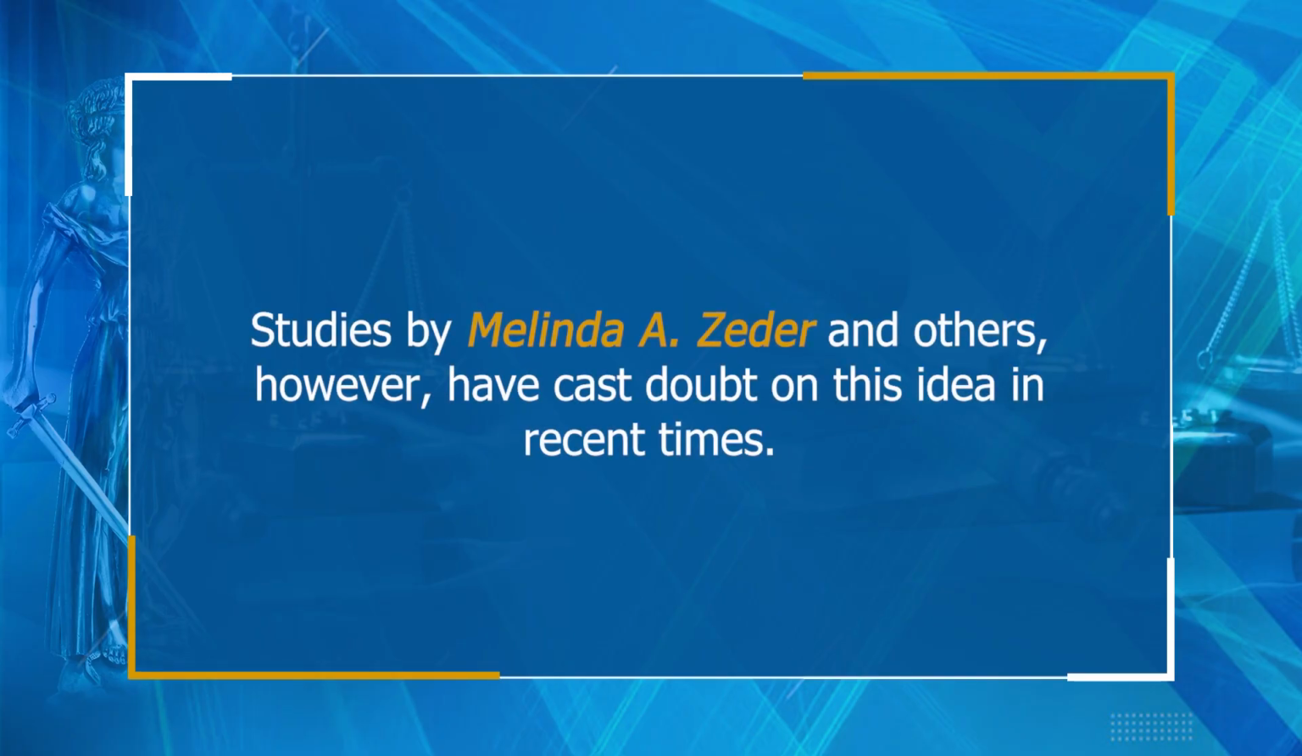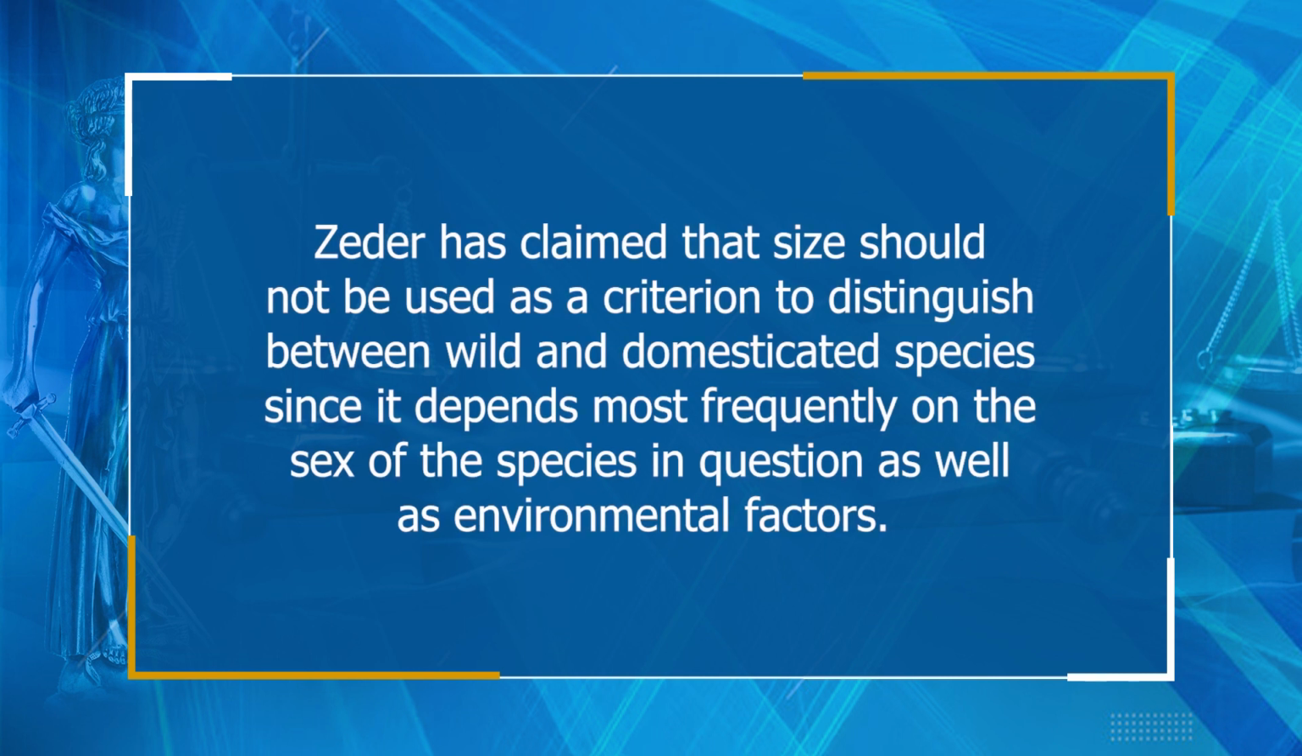Studies by Melinda A. Zeder and others, however, have cast doubt on this idea in recent times. Zeder has claimed that size should not be used as a criterion to distinguish between wild and domesticated species, since it depends mostly on the sex of the species in question as well as environmental factors. Zeder goes on to explain that the skeletal evidence suggests a distinct and continuous difference between bigger males and smaller females rather than domestic status. Moreover, the animal sizes were probably impacted by environmental factors including rising temperatures and aridity. Therefore, size of the animal is no longer seen as a key defining characteristic for the transition between the wild and domesticated.